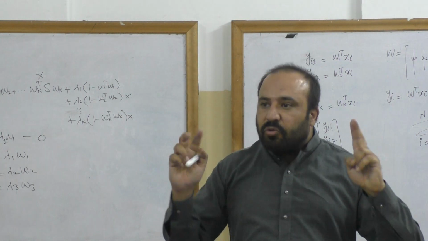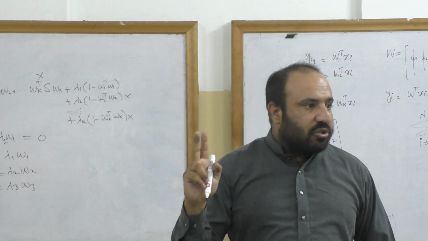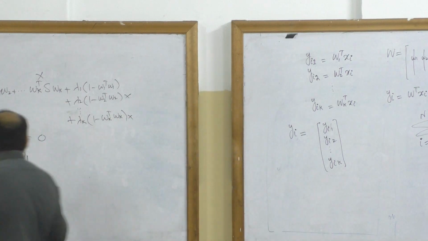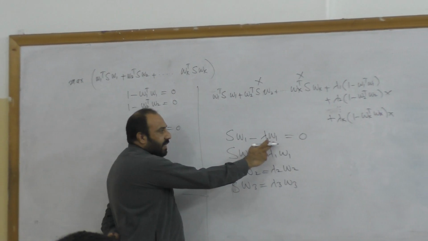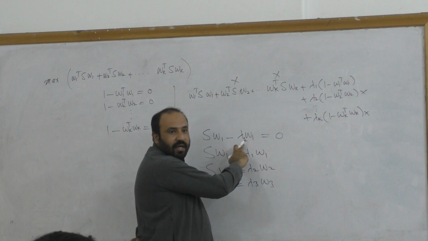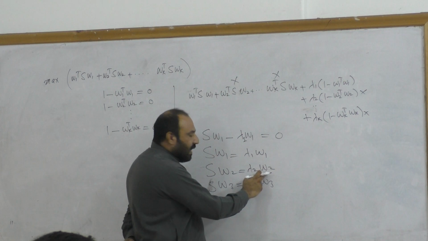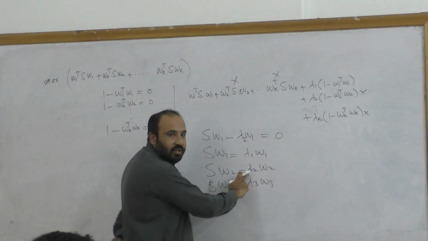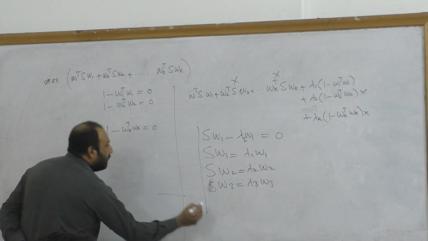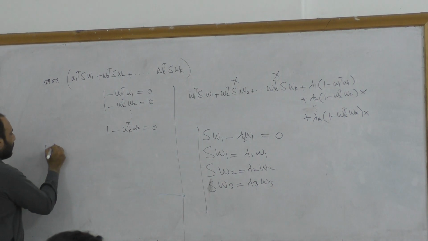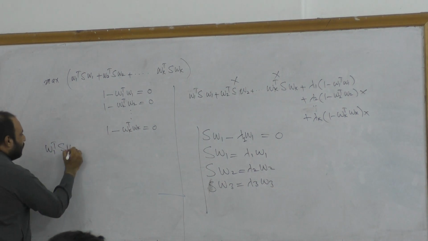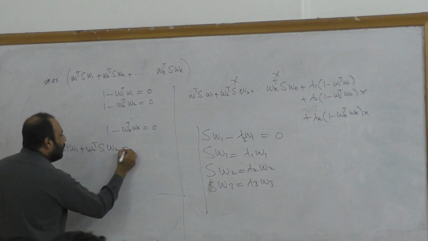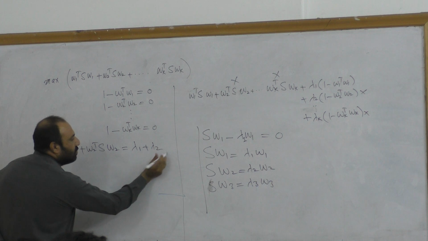If I am given that I should choose the best two directions, which two directions will you pick? Make sense? Now remember, if W1 is the eigenvector corresponding to eigenvalue lambda 1, and W2 is the eigenvector corresponding to eigenvalue lambda 2, then you can see that the variance W1 transpose S W1 plus W2 transpose S W2 is actually equal to lambda 1 plus lambda 2.